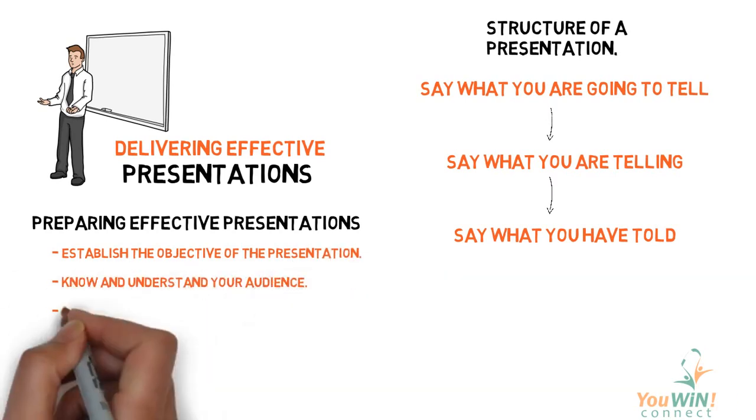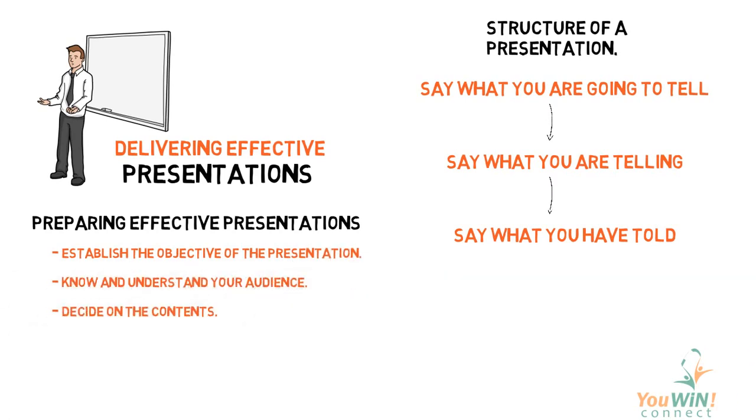Secondly, you must know and understand your audience. You should know as much as you can about who you are going to be talking to. What are their interests and expectations? What is the level of their knowledge about the topic? What is the level of their education and culture? Third, decide on the key points that you need to convey to your audience in order to achieve your objectives.